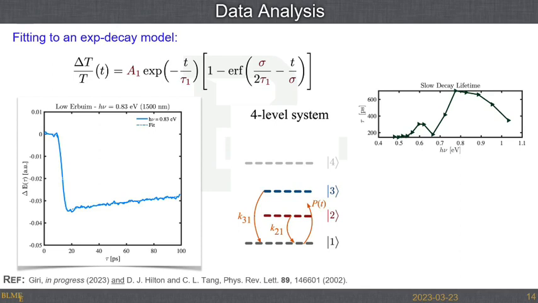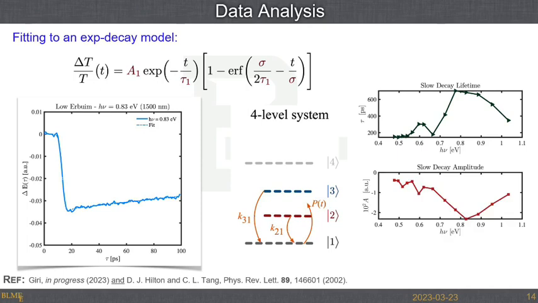So 0.5 eV is too small. I'm actually populating a level that doesn't exist. And then at 1 electron volt, I'm able to actually reach up into this level 3 here, in this particular material system. And so this is my amplitude, and this is my lifetime.